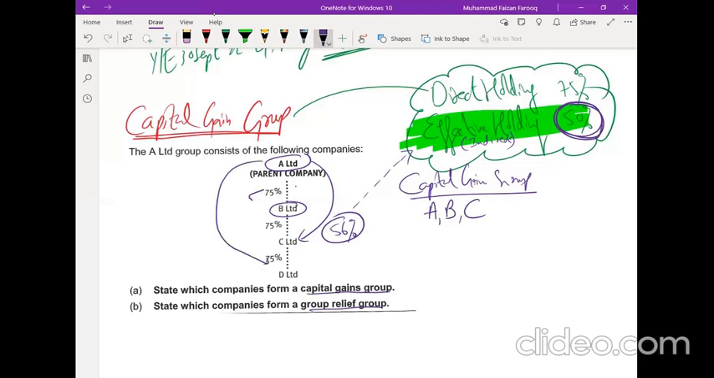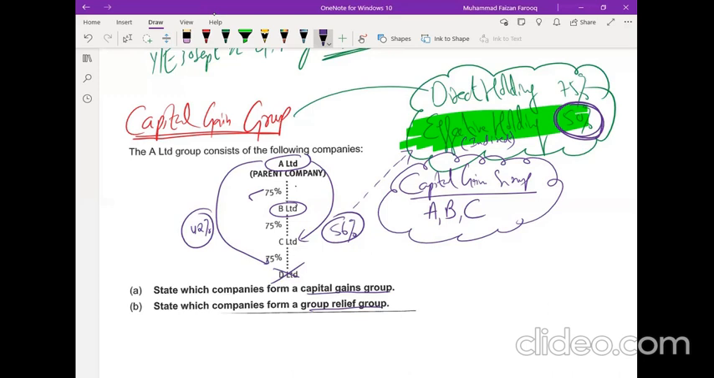Okay, D will not be part. Why? Because D, you told me just now, 42% was there, no? 75 into 75 into 75. So for the sake of the capital gains group, you can see C became part of it. Why? Because for C the effective holding percentage is greater than 50%, and for the capital gains group, indirect holding can be 50 or above.